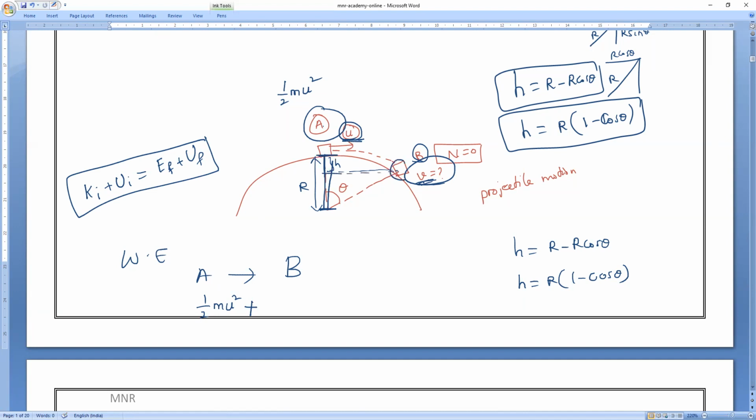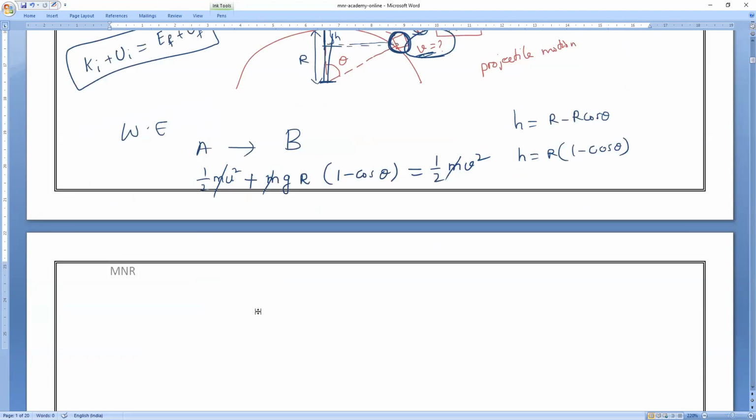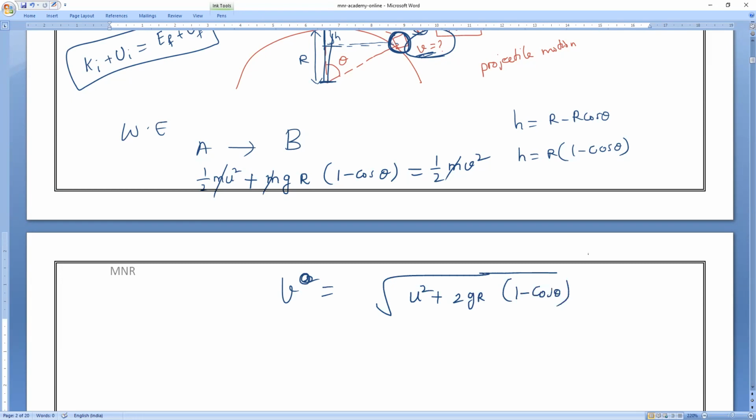Check it, everybody. What is the potential energy when it reaches here? We have found it: mg r into 1 minus cos theta, which is equal to the final kinetic energy, half m v square. So m will get cancelled. We'll get V square equals u square plus 2gr into 1 minus cos theta, so V is equal to root over u square plus 2gr into 1 minus cos theta.